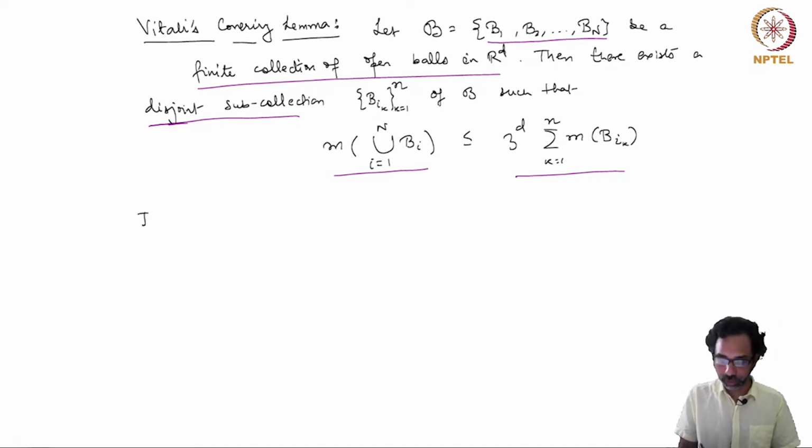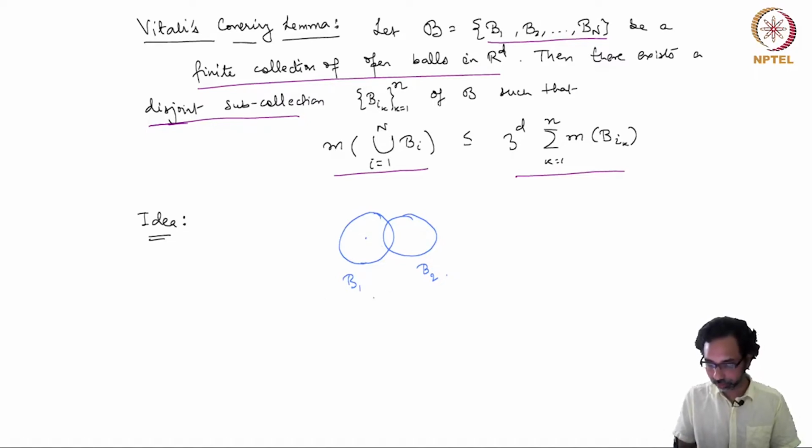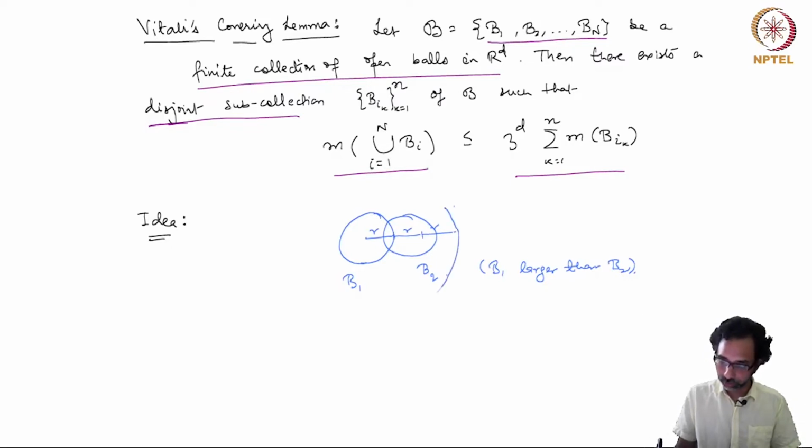So the idea here is quite simple. It simply says that if you have two circles B1 and B2, and say B1 is larger than B2, then if you take the circle, or the ball, of radius 3 times the radius of B1, so 3 times the radius r, then this will envelop both B1 and B2.